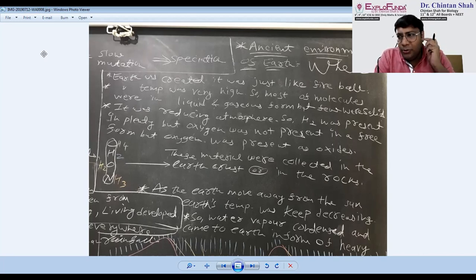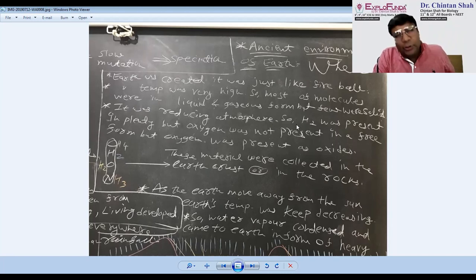Sir, how do you get to know about it? Because if oxygen was available, then whatever new things were synthesized, the oxygen would decompose them. Oxygen would oxidize them. But earlier, whatever things were synthesized just kept accumulating. Are you getting this? Okay. It was a reducing atmosphere.